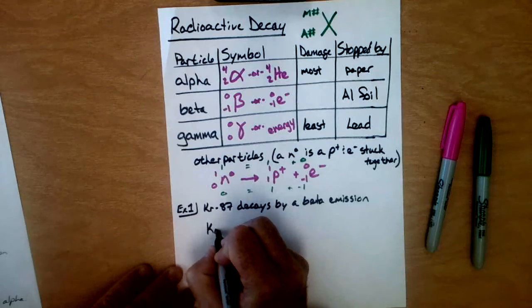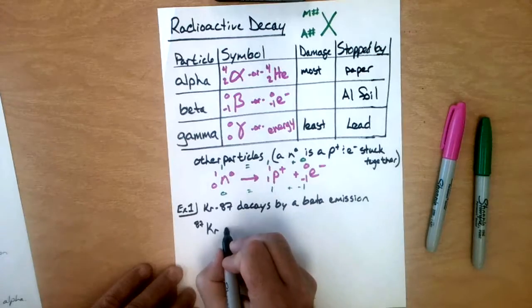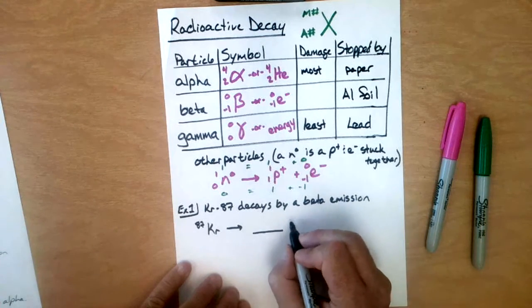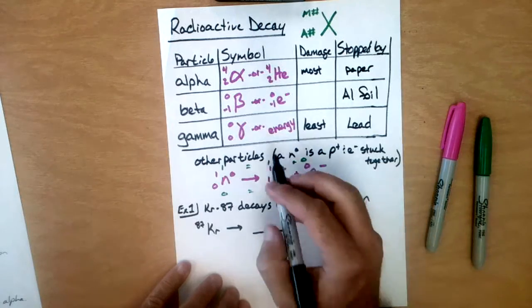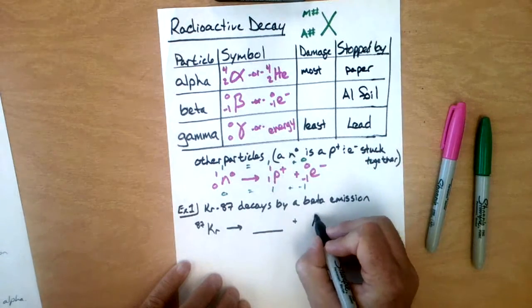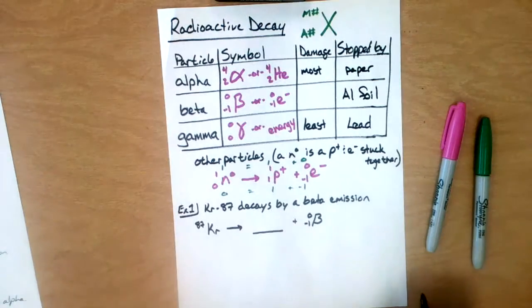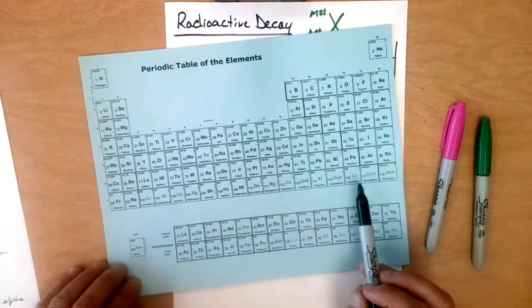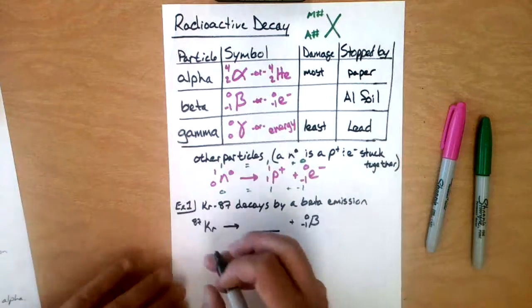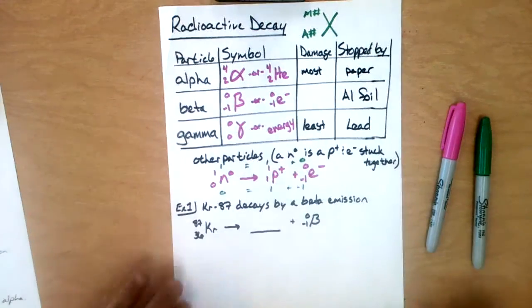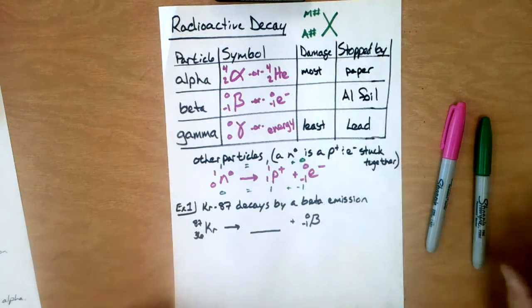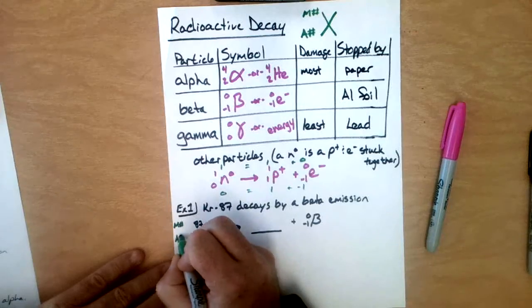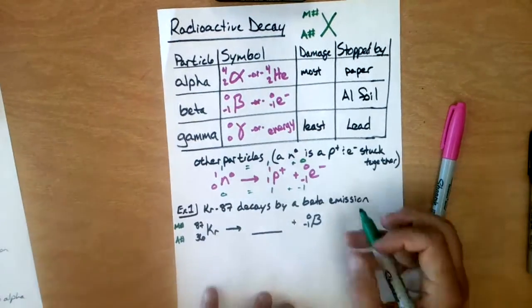Krypton 87 decays. Arrow. Something new is made, and a beta shoots off. What's a beta? 0, -1. All right, so I need to know the atomic number for krypton. I go to my periodic table, and krypton is 36. And now I have some equations to solve: a mass number equation and an atomic number equation. I'll just write it off to the side here.